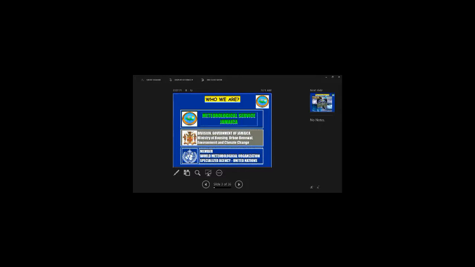Now, the meteorological service is, in terms of an agency, a government service agency. It actually falls under the Ministry of Housing, Urban Renewal, Environment, and Climate Change. It's also a member of the World Meteorological Organization. And what the World Meteorological Organization does is lay down the standards for how these meteorological services should operate, right? So it tells a meteorological service, okay, you must measure rainfall at 7 o'clock every morning, or you must measure the wind speed at 10 meters in the atmosphere, right? So that's the function of the World Meteorological Organization, and it governs the way that we do things, right?